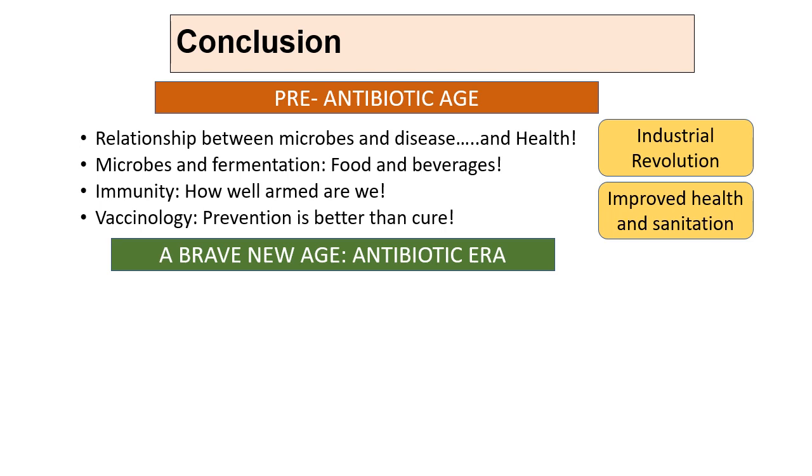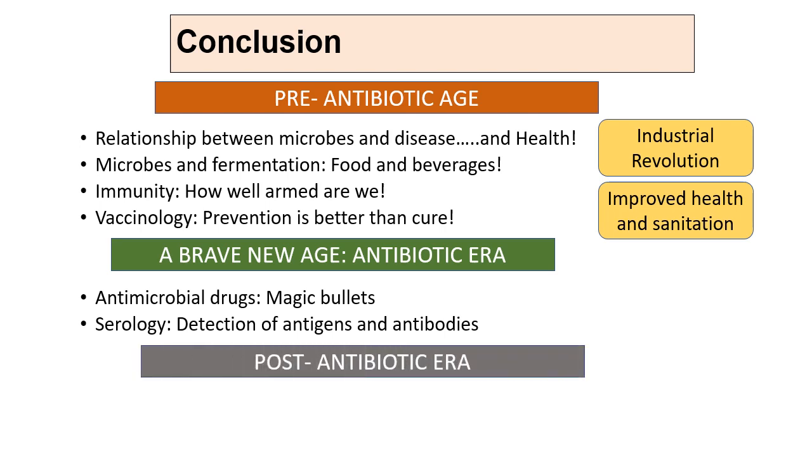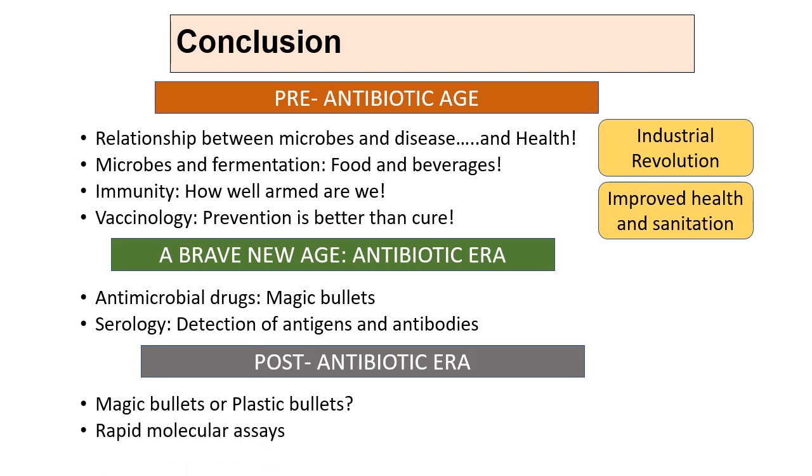Then the brave new age of the antibiotic era came in, primarily in the 1940s. And these drugs were really magic bullets, and man felt that the end of all infectious diseases is very close by. We could use serology for detection of antigens and antibodies. Of course, we were culturing bacteria also. And unfortunately, today we're standing in a post-antibiotic era where these bullets, which were called magic bullets at that time, are they paper bullets? Are they plastic bullets? Because they don't seem to be working so well.